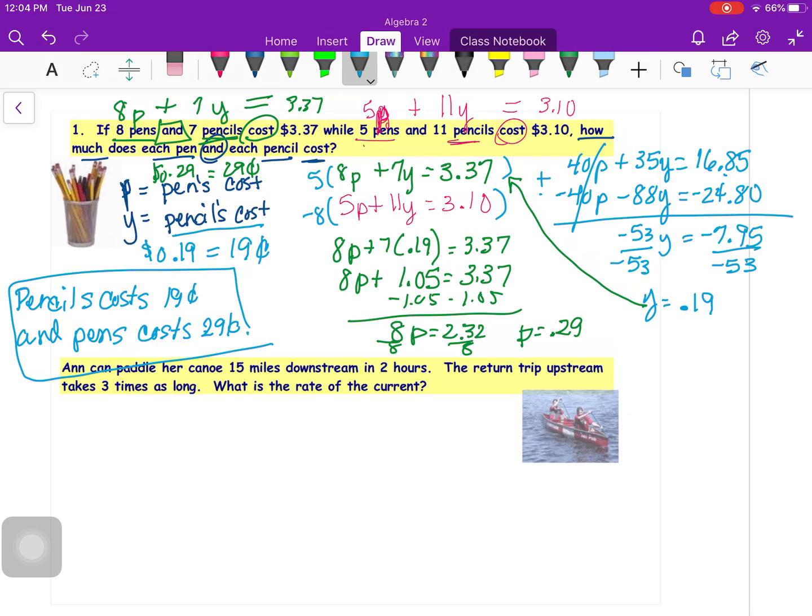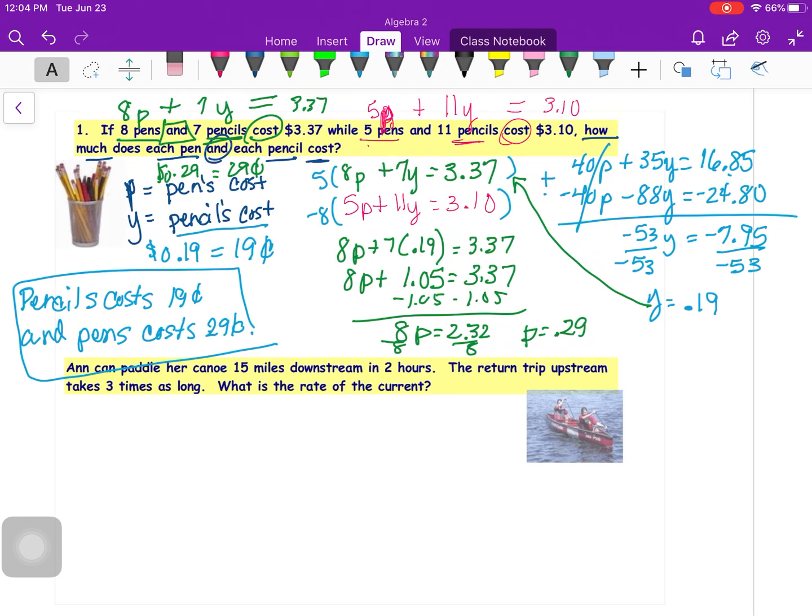And there, I've made sense of it because it makes sense that a pencil would cost less than a pen, and a pencil costing 19 cents, that makes sense. So I've done all 5 steps. Okay, now let's try another one.